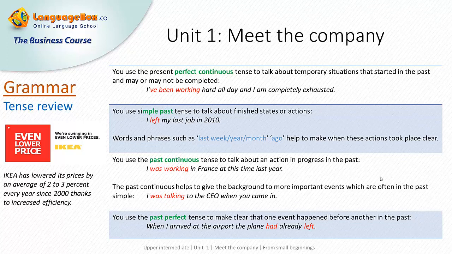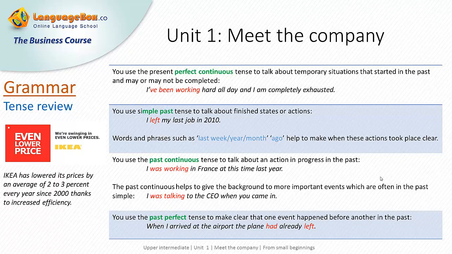Now, move on to past continuous, and we use this tense to talk about long actions and actions which are in progress at a specific time in the past. I was working in France at this time last year. At 4 o'clock yesterday, I was writing the report. So if we want to look back to a particular time in the past and think about what was happening, especially if it's a long action, then we use this tense, the past continuous tense.